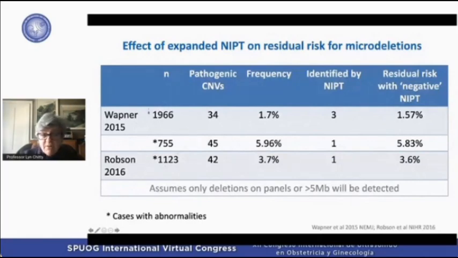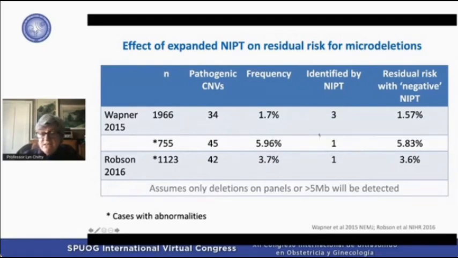Ron Wapner had nearly 2,000 microarray tests done in normal fetuses and identified 34 pathogenic CNVs, of which 3 would have been identified by NIPT. The risk of finding a pathogenic CNV or microdeletion-duplication syndrome in fetuses with structural abnormalities is higher, between 4 and 6%, but only 2 of those would have been detected by NIPT.